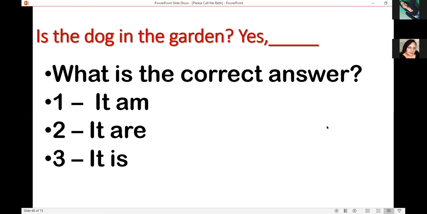Is the dog in the garden? Yes, it is. Is the dog in the garden? Yes, it is. Everybody? Is the dog in the garden? Yes, it is. Very good.